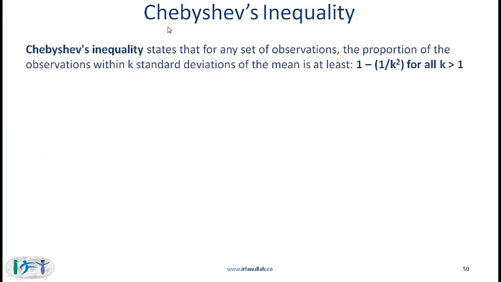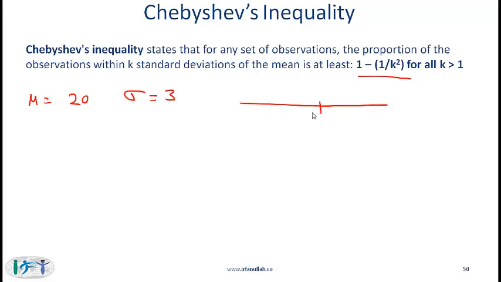Let us now talk about Chebyshev's inequality, which essentially states that for any set of observations, the proportion of the observations within k standard deviations of the mean is at least 1 minus 1 over k squared for all k greater than 1. To understand this concept, let's say you have the following data. You have mean is equal to 20 and let's say that the standard deviation is equal to 3. We want to find out what percentage of the data must reside between two standard deviations from the mean.